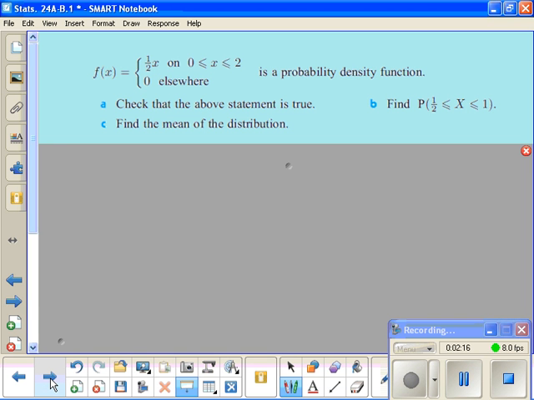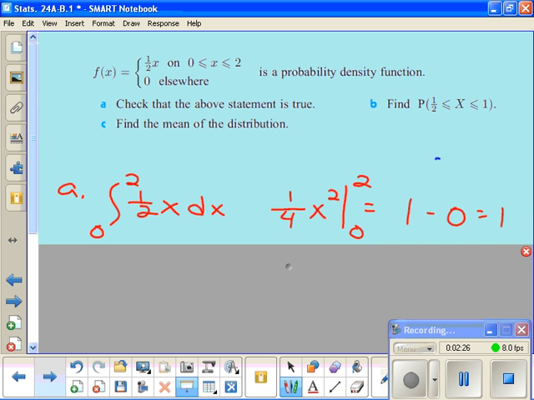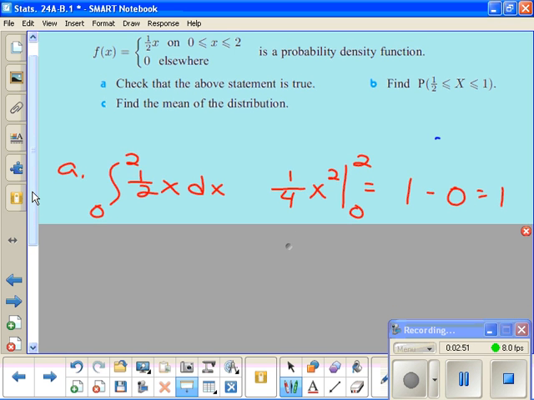All right, so going on, here we have a probability density function. Check that the above statement is true. How do I check that? I simply take the integral of 1/2 of x dx from 0 to 2, times 1/4. So I do the integral: I add 1 to the power and multiply by 1/2. 1/2 times 1/2 is 1/4 x squared, and it has to equal 1. All probabilities have to add up to 1, so the density under that curve is 1. So we know that it's true.